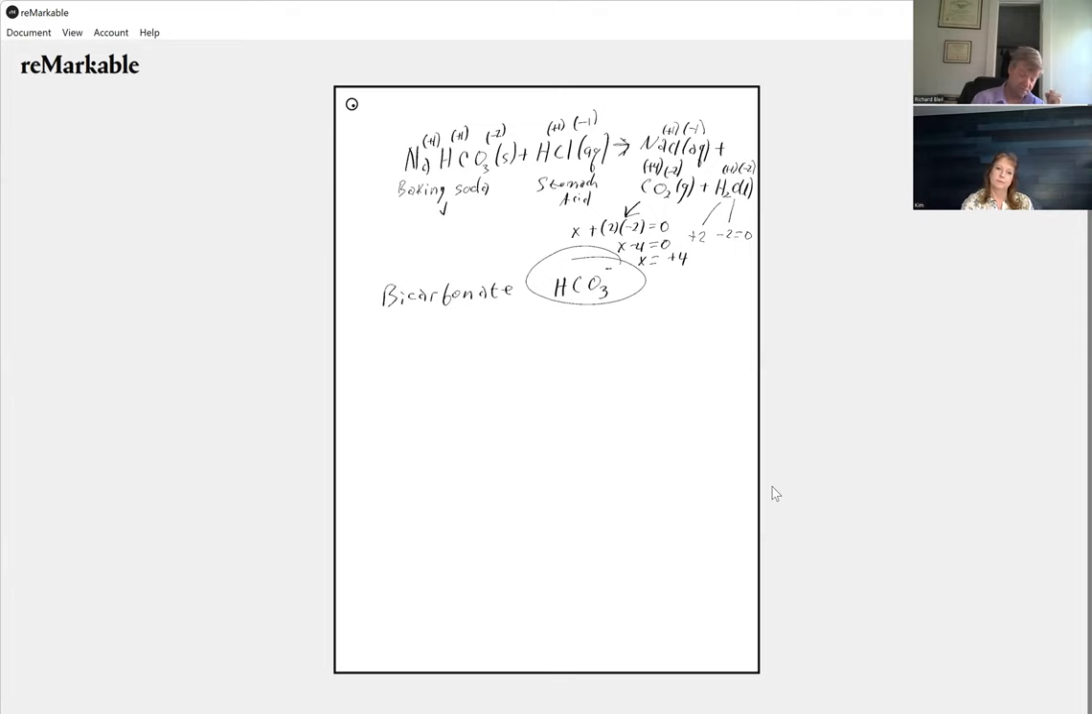What about here? We have one sodium with a charge of plus one. We have one hydrogen with a charge of plus one. We have one carbon with an oxidation number of X we do not know. And we have three oxygens with the charge of minus two, and that must add up to zero. So we have one plus X minus six equals zero, or X minus four equals zero. X, the oxidation number of carbon here is plus four.